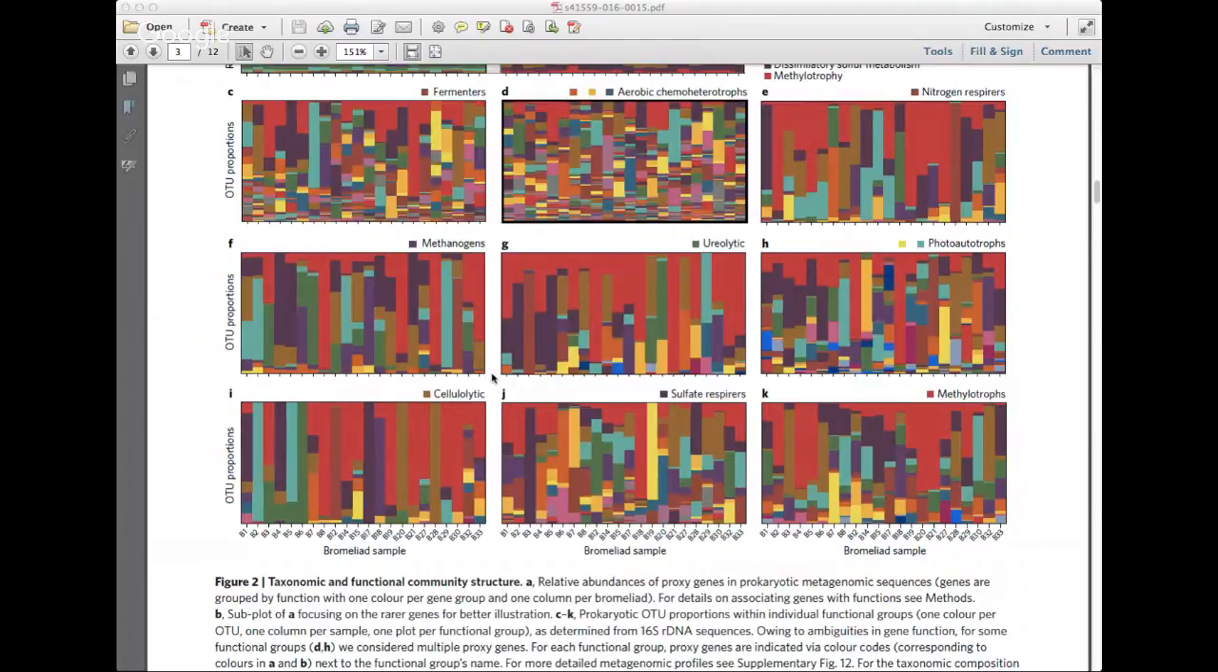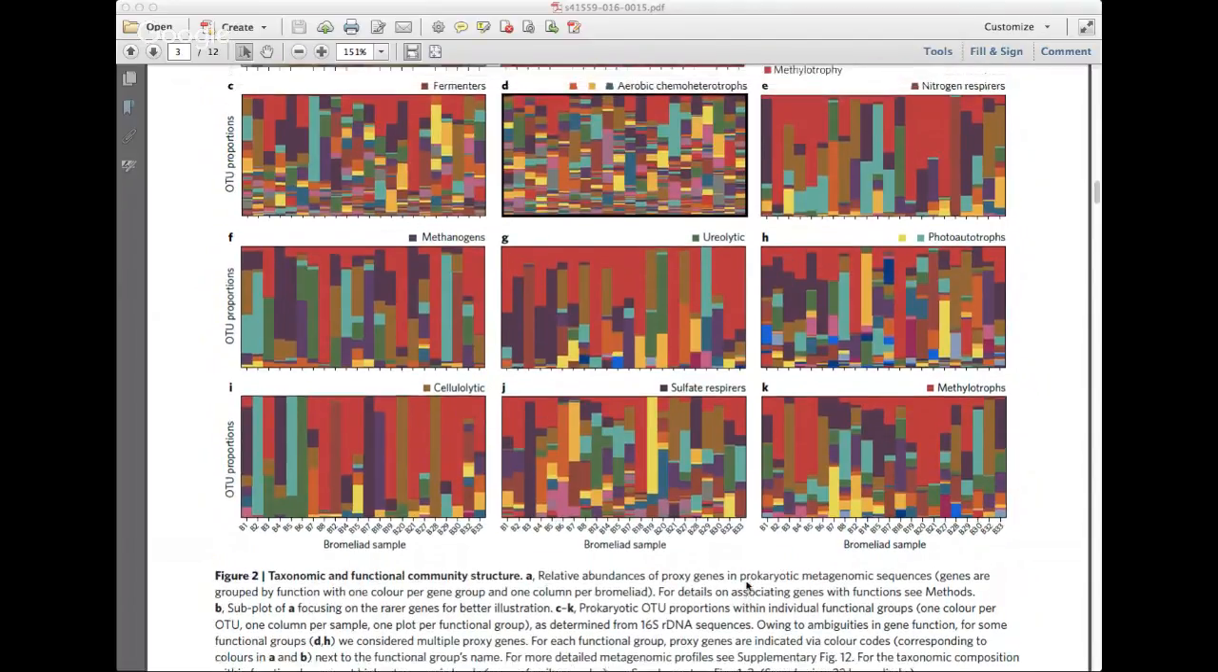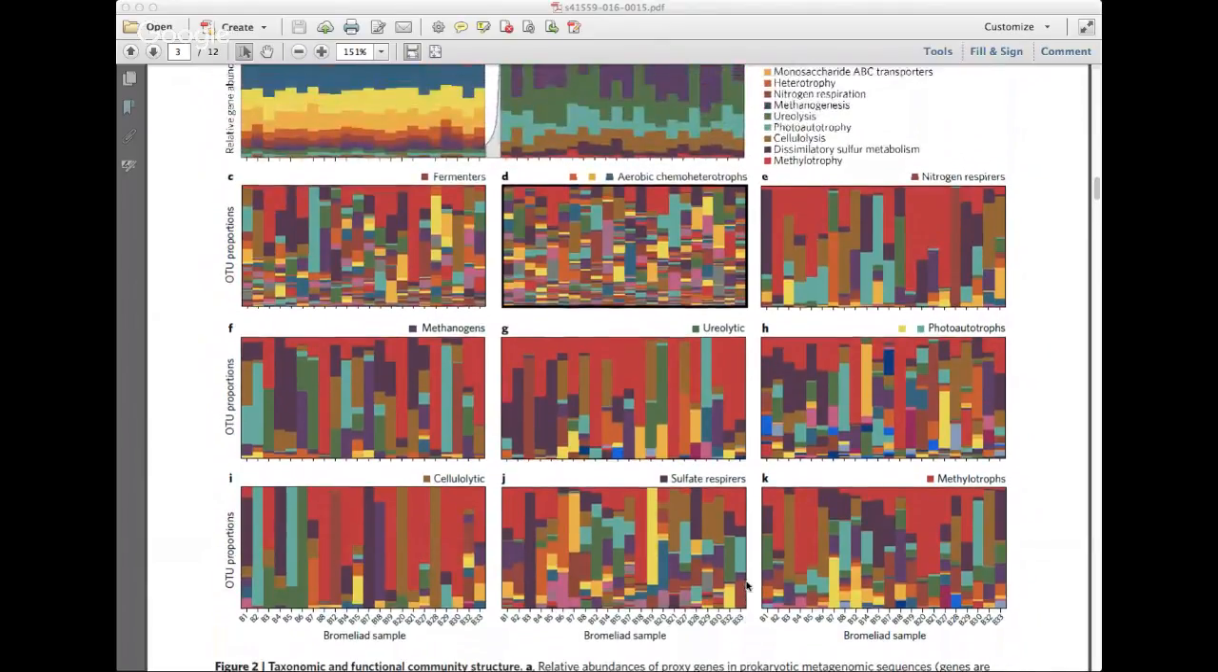This is where I am sad about this paper, because I think figure 3 could have been the figure of the paper to really explain that you have a wide range of OTUs doing all of these different functions. And it makes me sad. And I'm sad that they don't have that in their supplementary either.